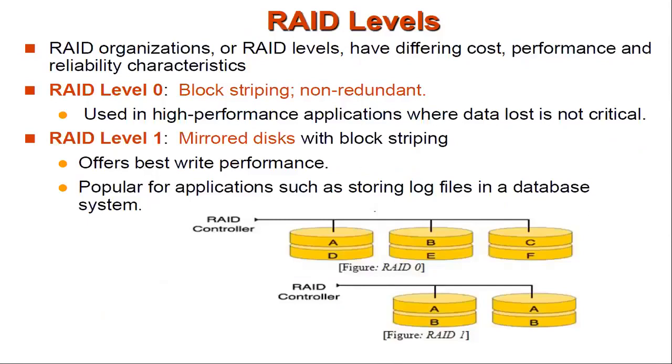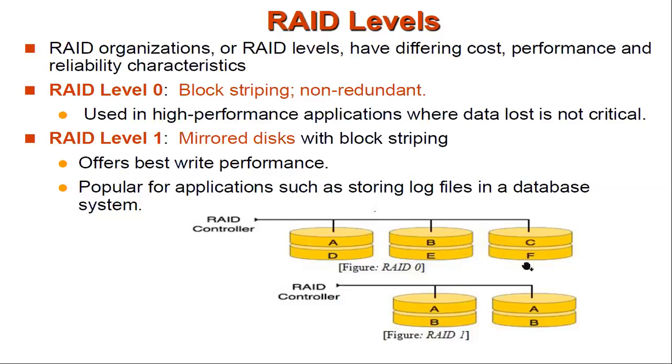This is a simple method, but it is used in high performance applications where data loss is not critical, because you are not storing the data in multiple places. That's why we call it non-redundant. Since it is non-redundant, you will not get your data back in case of any failure. So when data loss is not critical, meaning even if you lose your data it does not affect you much, you can prefer RAID level 0, because the data is not repeated.